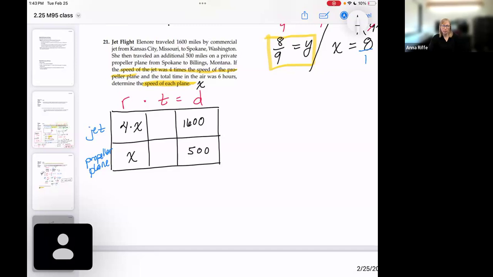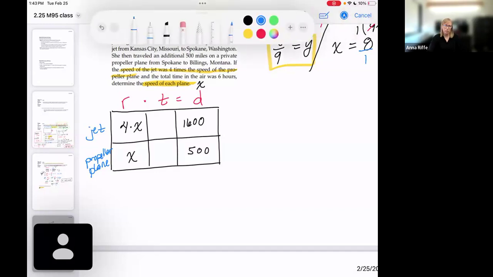The time, we also are not told. We're told the total time, but not the individual times. So I'm just going to make this note on the side: total time is 6 hours. And rather than introducing a second variable, rather than saying let the time be y, I'm going to use this equation to make a representative of time.